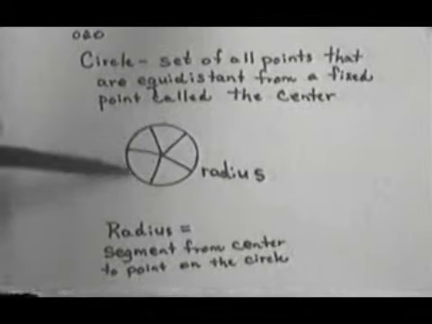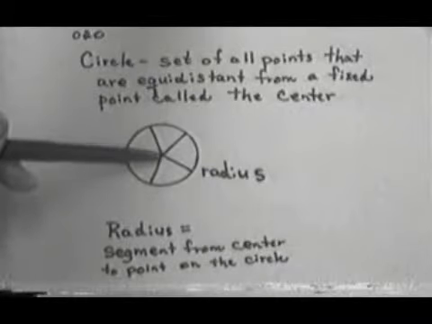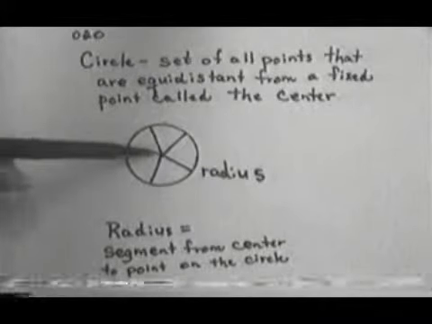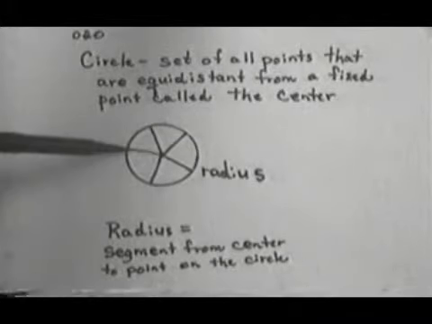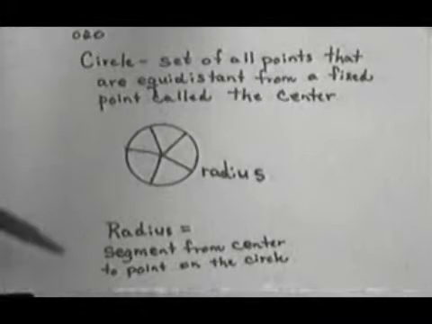Every point on this circle is the same distance from the center, and you could go from the center to that point, draw in that segment, and that's your radius. So that distance is your radius.